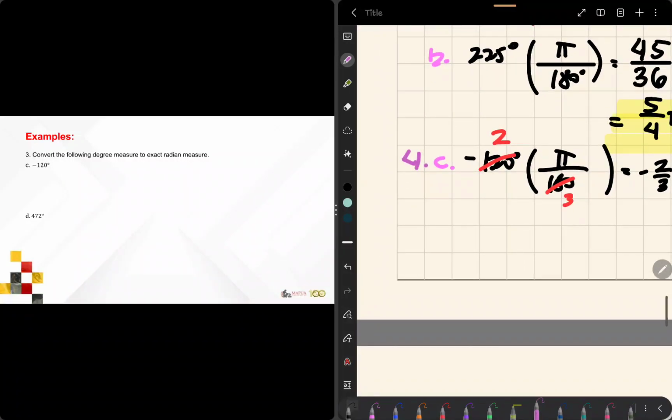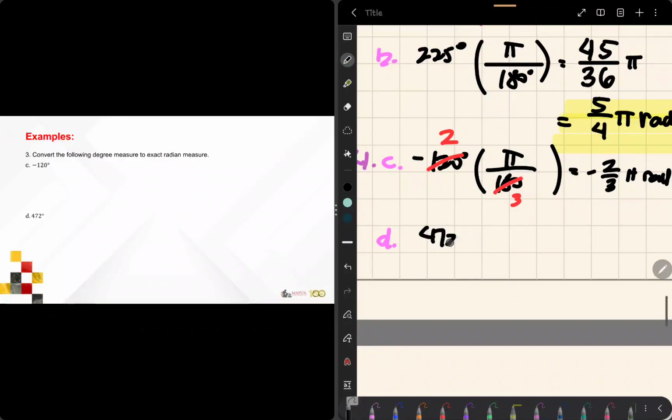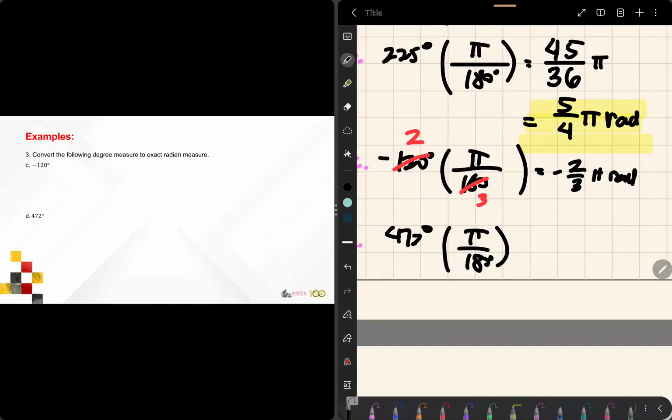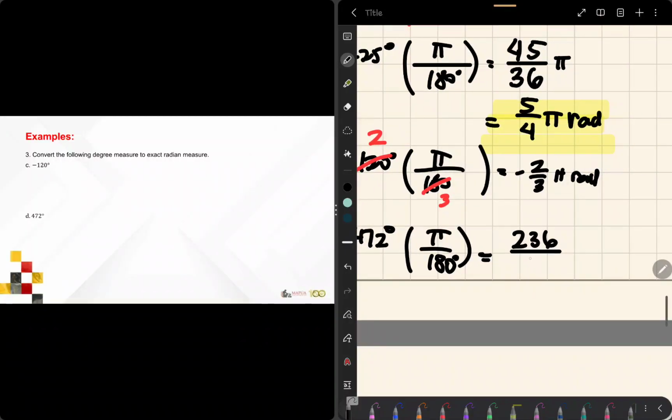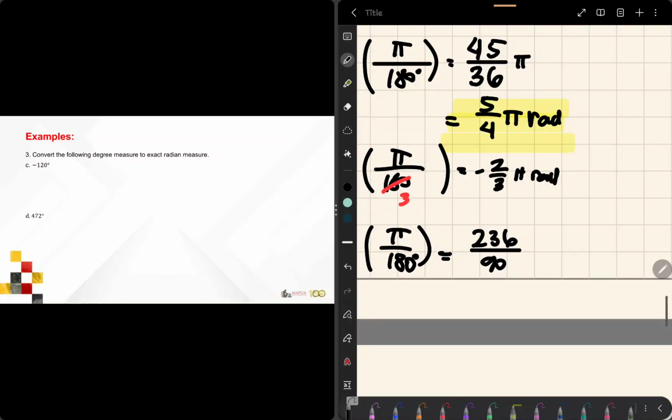Next, for letter D, we will have 472 degrees times pi over 180 degrees. So dividing both first, if we can't get any number, let us first look at their units digits. They are both divisible by 2 since they are even numbers. So dividing both numbers by 2, for 472 we get 236, and when we divide 180 by 2, we get 236 over 90 pi.